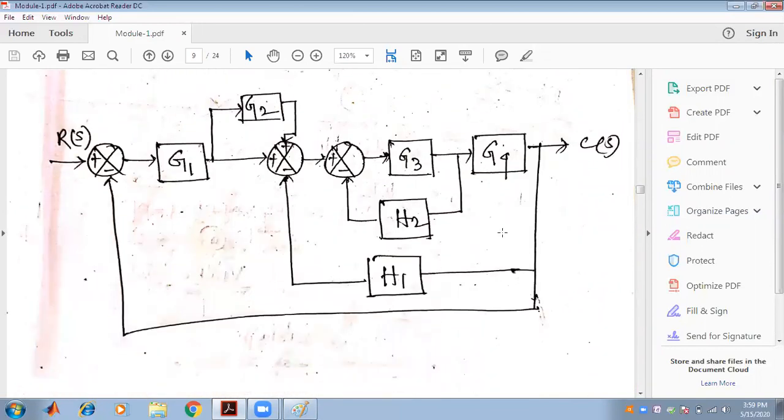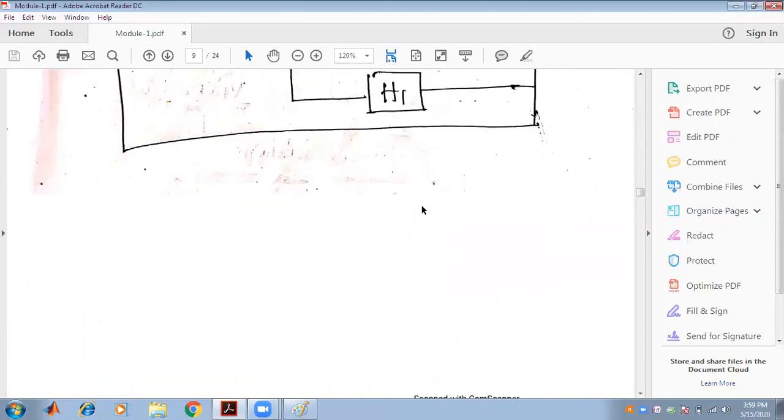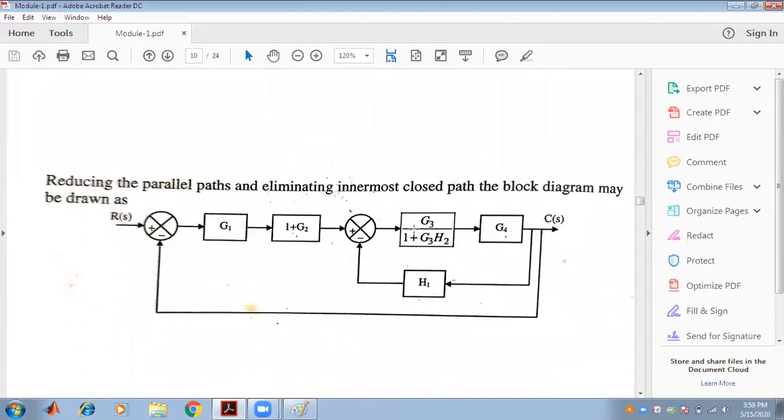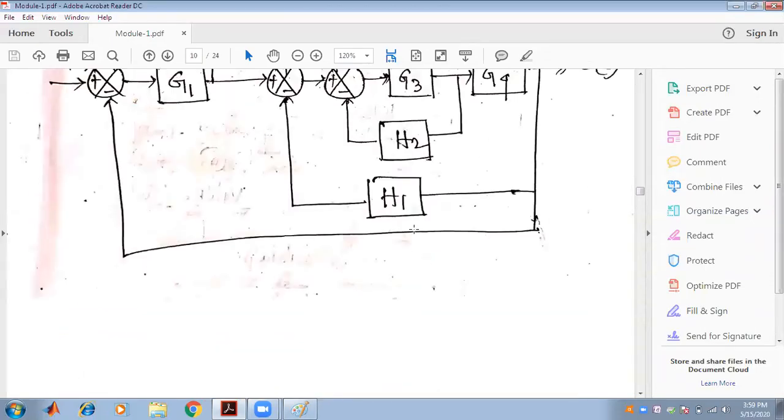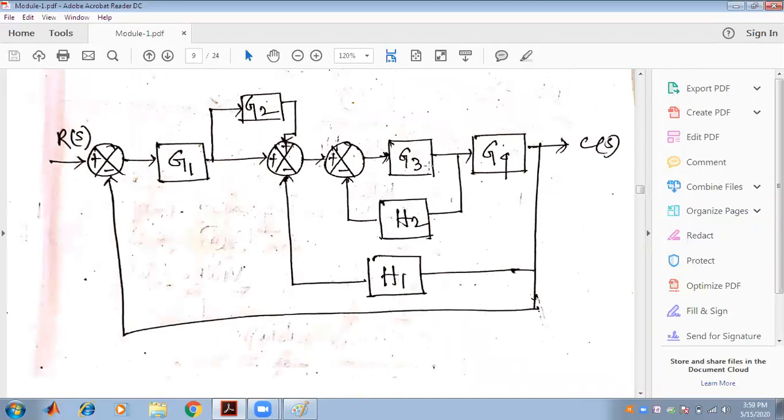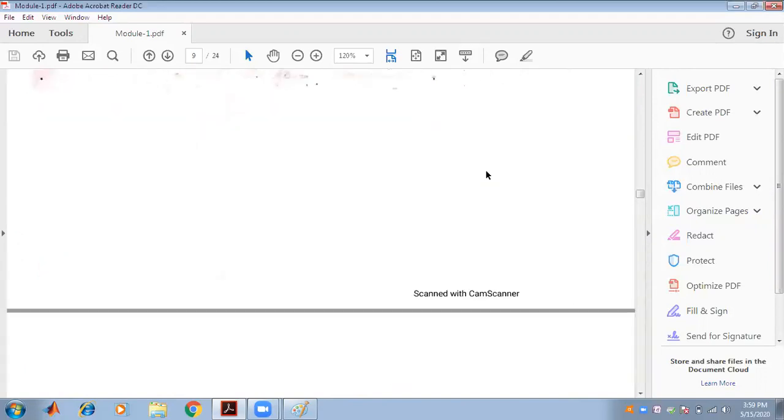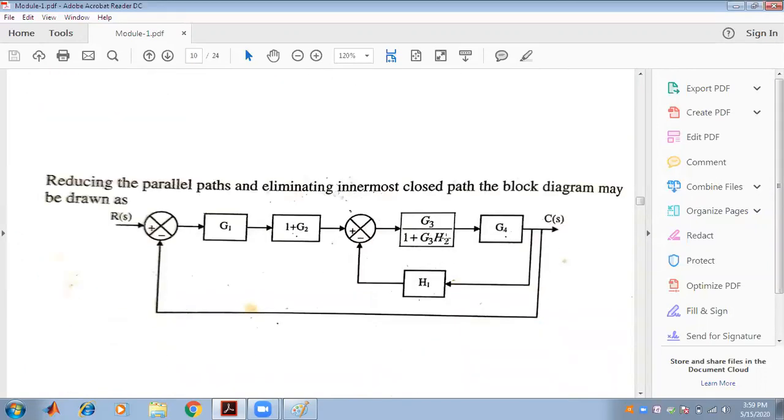So this is an entire block. First of all, you have seen that we have just done this particular part. So what is the output for that particular part? This one, G3 by 1 plus G3 H2, if I take the block reduction technique we have just done. Now after doing that, it will multiply with G4. So here the total open loop gain becomes G3 G4 by 1 plus G3 H2. This will be treated as a G.